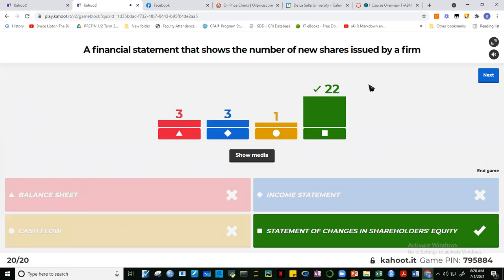So most of you got it? Very good. So yung mga number of new shares issued by a firm, doon natin makikita yan sa statement of changes in shareholders' equity. Note guys, tandaan yung spelling ng shareholders, S apostrophe, no? So you cannot find it in the three other financial statements. You can only find it in the changes in shareholders' equity. Okay, so that completes our game.